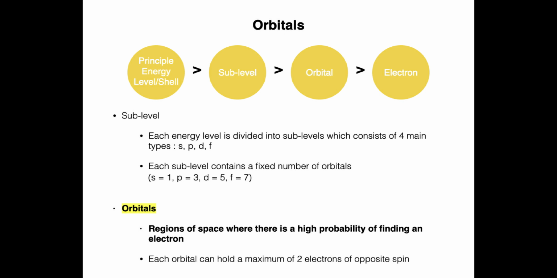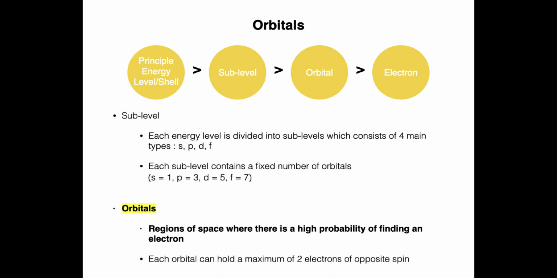For example, the S sublevel contains 1 orbital. The P sublevel contains 3 orbitals. The D sublevel contains 5 orbitals, and the F sublevel contains 7 orbitals. Now, what are orbitals? Orbitals are a region of space where there is a high probability of finding an electron. Each orbital can hold a maximum of 2 electrons of opposite spin.